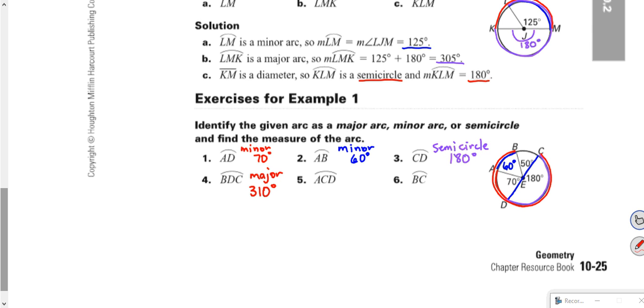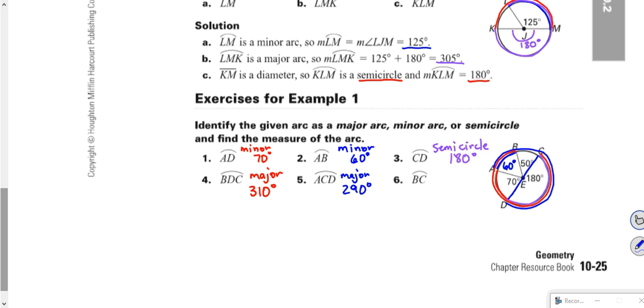The next one, ACD. Now ACD, you are going around this way. You have to go through C, then around to get to D. So ACD, also a major arc. Again, dead giveaway that it was named with 3 letters. And then 360 minus 70 would mean it's got to be 290.